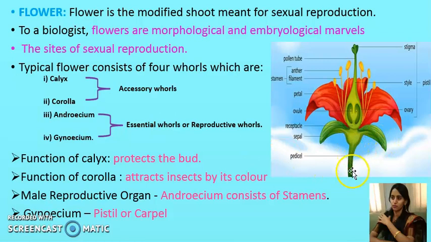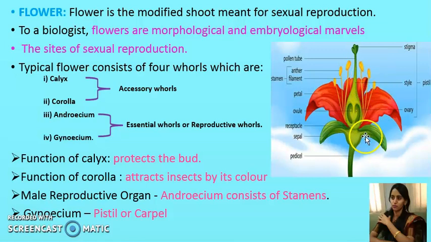This is the stalk of the flower, and this is the green part. This part is calyx and it is made up of sepals, and this is the brightly colored part. These are petals, and the petals together form corolla. This calyx and corolla, as I said, are the outermost whorls. When the corolla is brightly colored, it attracts insects and birds for pollination.